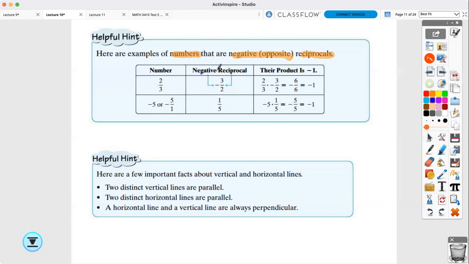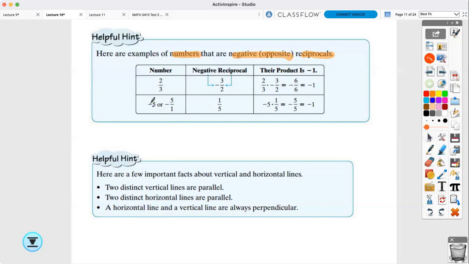So the opposite reciprocal, or the negative reciprocal, or the opposite flip, all means the same thing, right? Is -3/2. Well, how do we know if they're going to be perpendicular? Well, when we multiply, the product is -1. So 2/3 times -3/2 is -6/6, which is -1. So they satisfy the perpendicular rule.